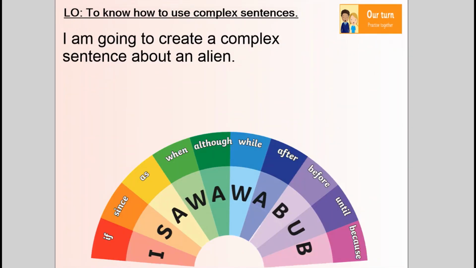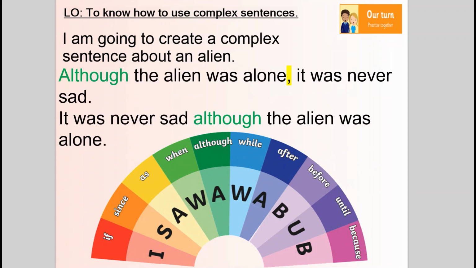Now, using what I've just learned or recapped, I'm going to create a complex sentence about an alien. So, although the alien was alone, comma, it was never sad. It was never sad, although the alien was alone. Like I said before, the subordinate clause can come at the start or the end of the sentence. And if it's at the start of a sentence, it needs a comma after it. So, although the alien was alone, comma. If it's at the end, it doesn't need one before it. And I've used the subordinate conjunction, although.